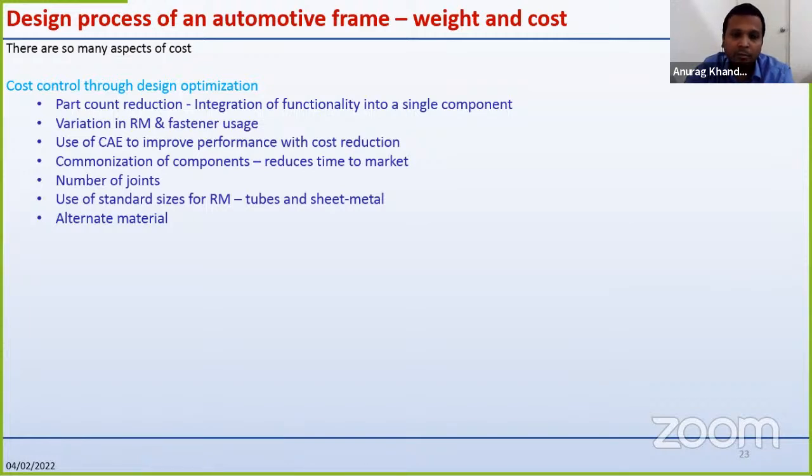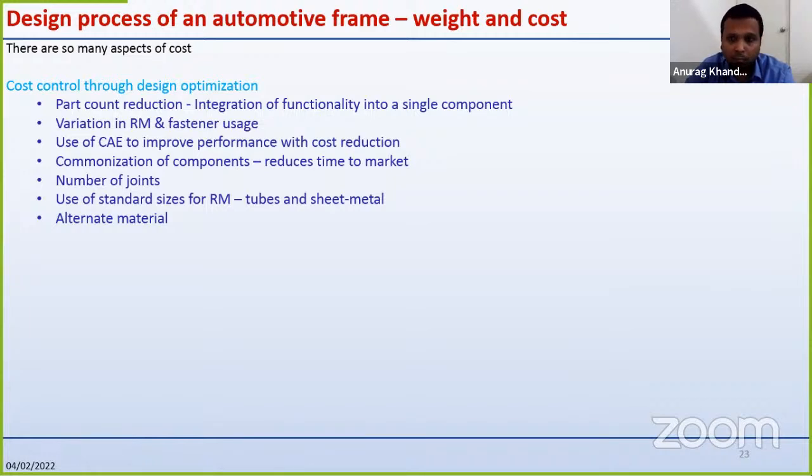How does part count reduction help? Obviously, with the part count reduction, the allied processes like manufacturing process, assembly process, fixture design process, transportation, storage, inspection and rejection process are reduced, and scrap is also reduced. So part count is one of the aspects where we can reduce cost.